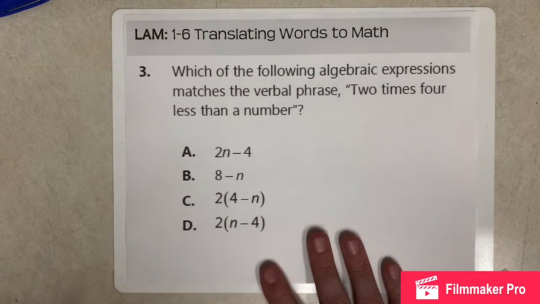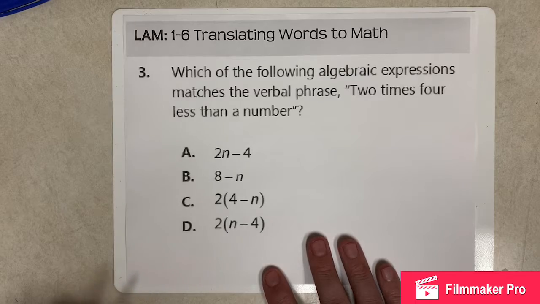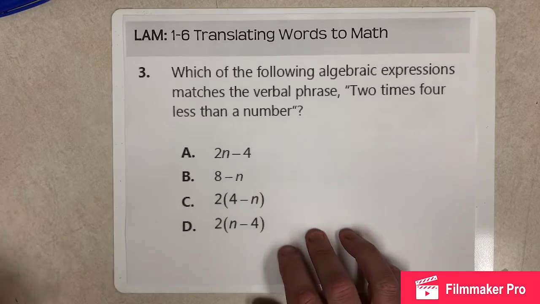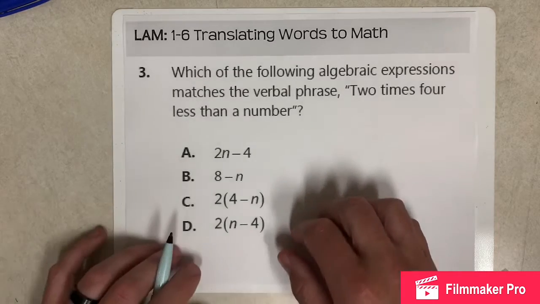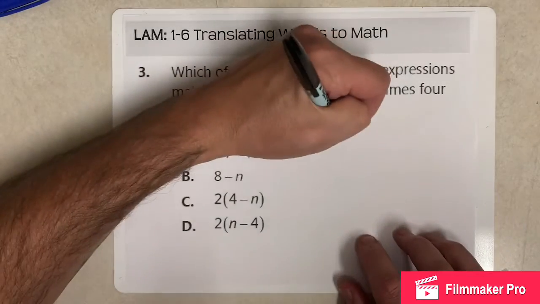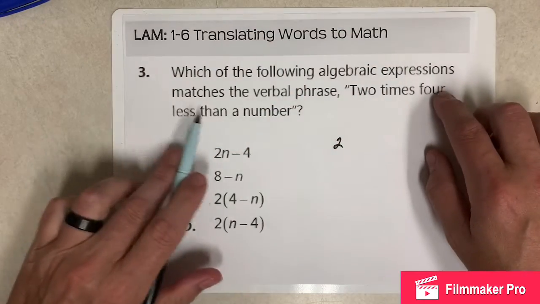Okay, this one says 2 times 4 less than a number. Okay, this is going to be important. 2 times 4, okay, less than a number. So if we do this, we're going to have 2 times and then 4 less than a number. So 2 times would be 2, and 4 less than a number.